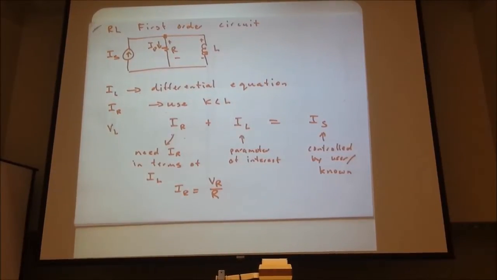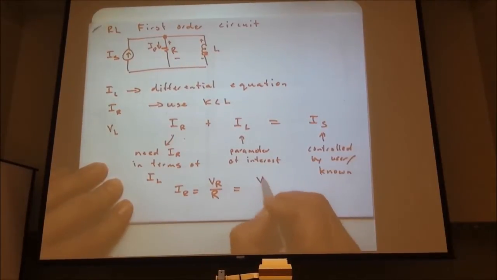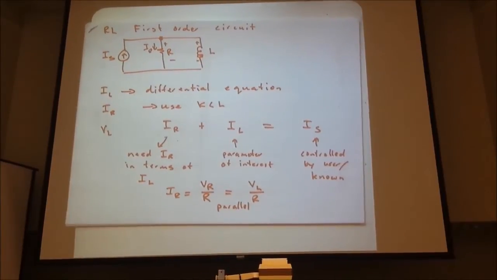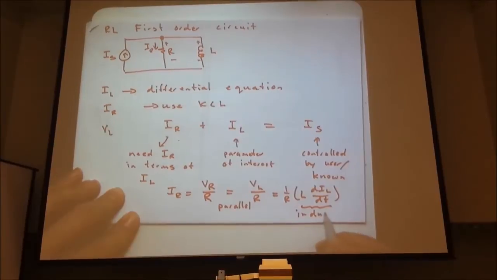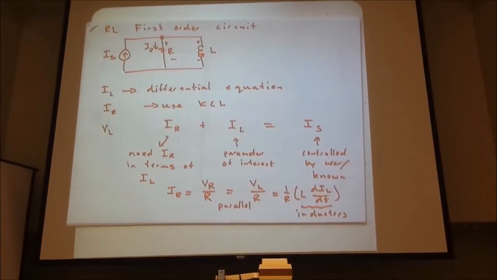But as we noticed earlier, the voltage across the resistor is the voltage across the inductor because they're in parallel. So we can write this as VL over R because they're in parallel. And we have a nice handy dandy expression for VL, which was L dIL dt, equals 1 over R times L dIL by dt. That's for inductors. VL equals L dIL dt. We saw that last week, and so now it comes back. We finally get to use it.